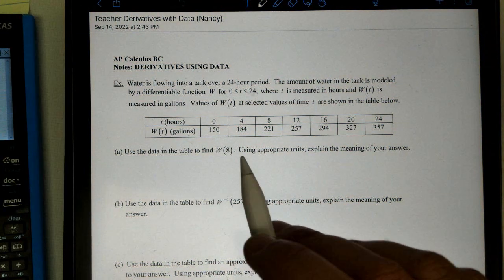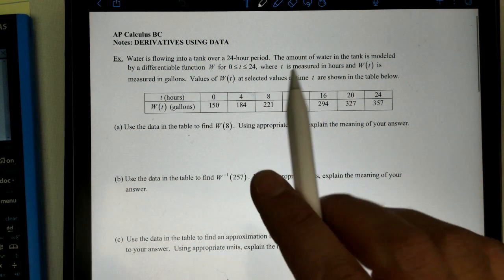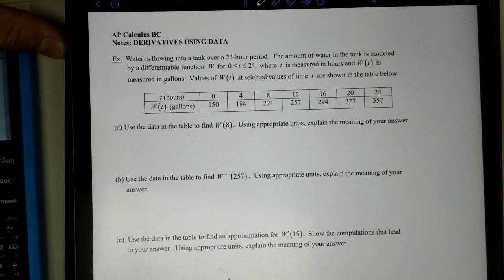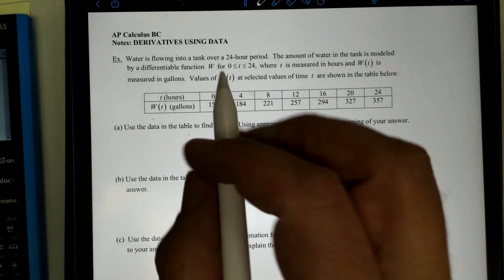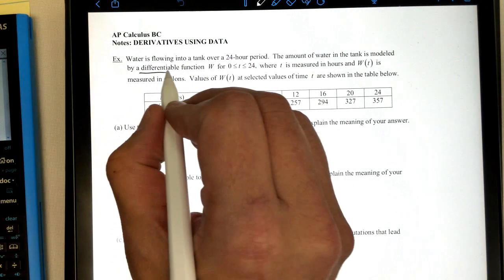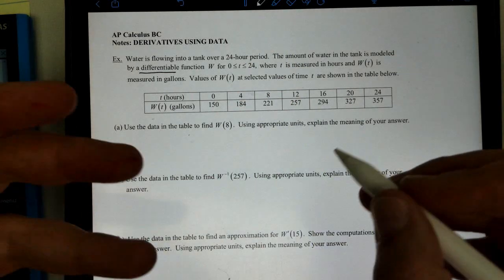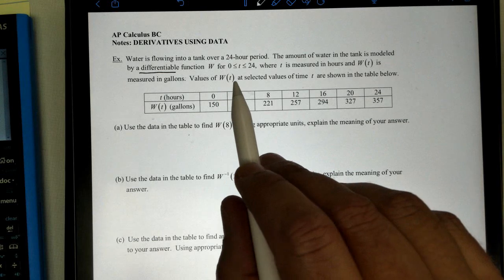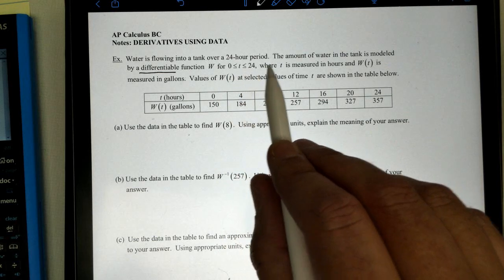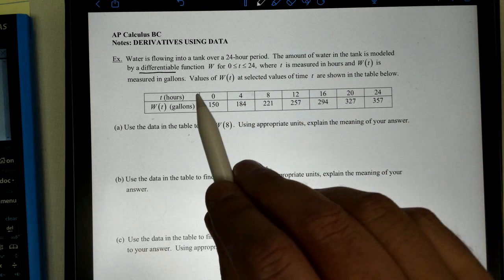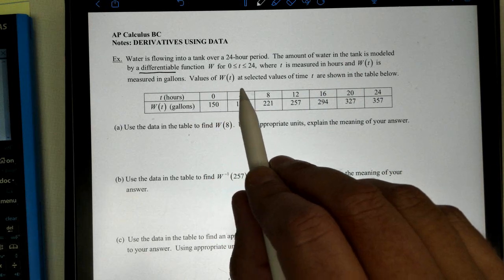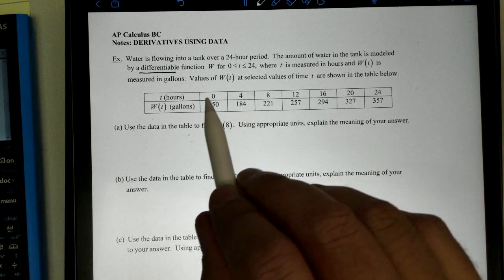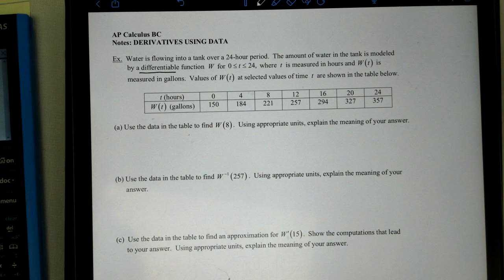So for the first example, they're telling us that water is flowing into a tank over a 24-hour period. The amount of water in the tank is modeled by a differentiable function. So there's that word differentiable again. That just means that the slope exists everywhere, that it's a smooth function, and that we can take a derivative. For t between 0 and 24, where t is measured in hours and w is measured in gallons. Values of w at selected times t are shown in the table below. This is a big question on the AP. You'll definitely see one of these.